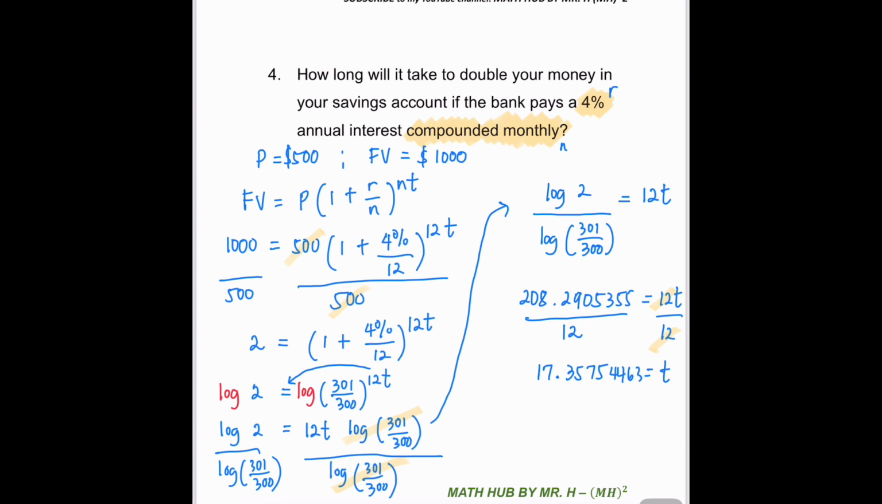Okay, and we can conclude that the value of t will be approximately equal to 17.4, to one decimal place, 17.4 years.